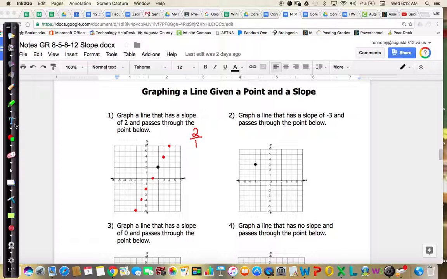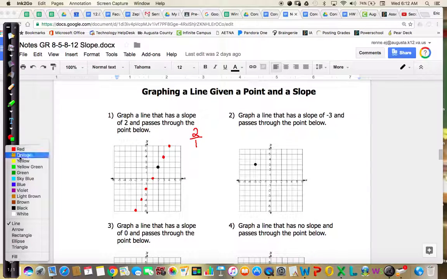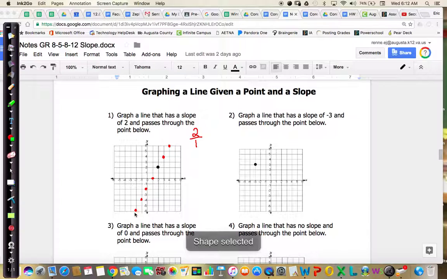Now I'm going to connect my points. And make sure we put arrows on the ends because this is a line showing that it goes on and on forever. I just don't have a big enough graph. So moving on to number 2.